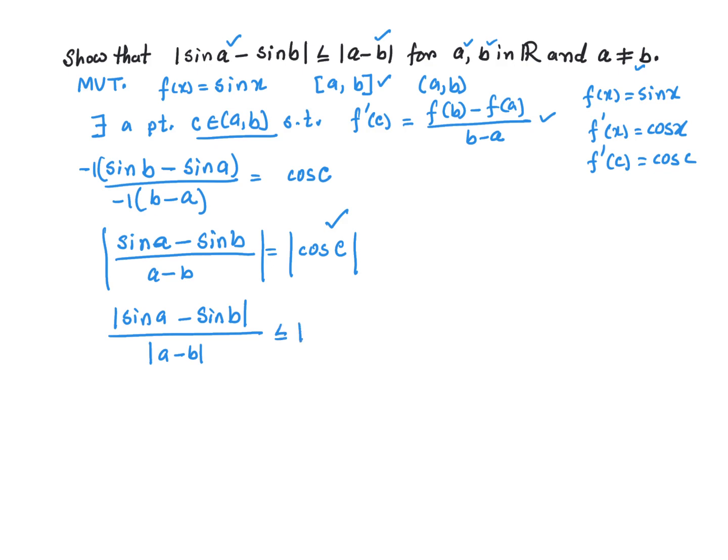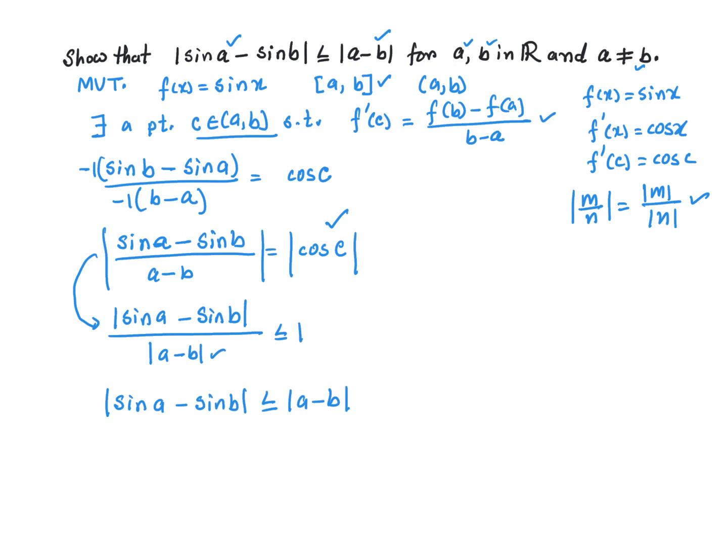Now, in going from here to here, I have used the property that the absolute value of m over n is the same as the absolute value of m divided by the absolute value of n. So this property of absolute value I have used. Now, if I multiply both sides by the absolute value of A minus B, I'm going to get the absolute value of sine of A minus sine of B is less than or equal to the absolute value of A minus B.